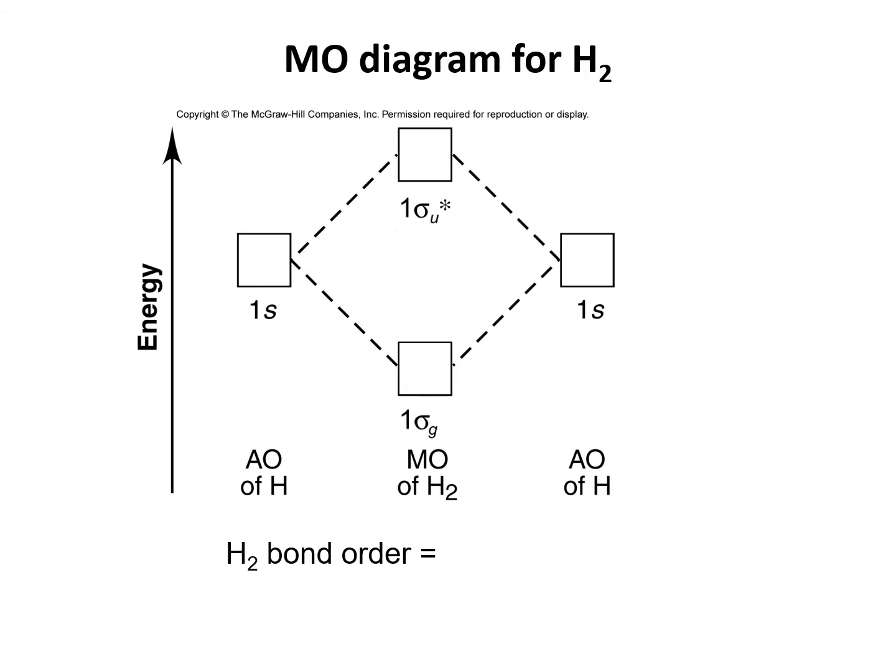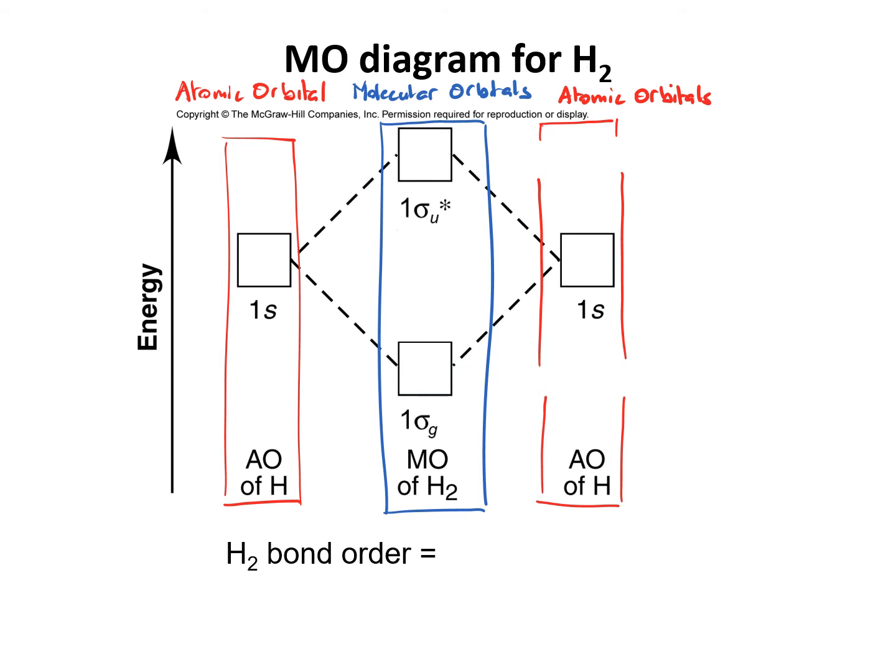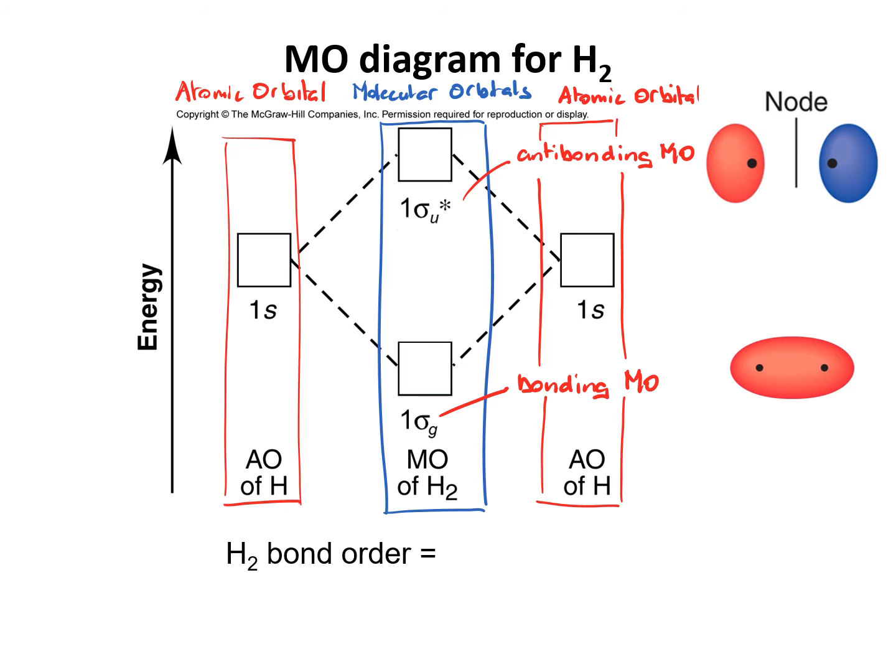Next, we want to fill in the MO diagram for hydrogen. Just as a reminder, the atomic orbitals are on the outside, as we see here, and the molecular orbitals are in the middle, and that's really the part that we're interested in. And the 1 sigma g represents the bonding MO, and the 1 sigma u star represents the antibonding MO, as we see here. Now, hydrogen, or H2, is composed of 2 hydrogen atoms.